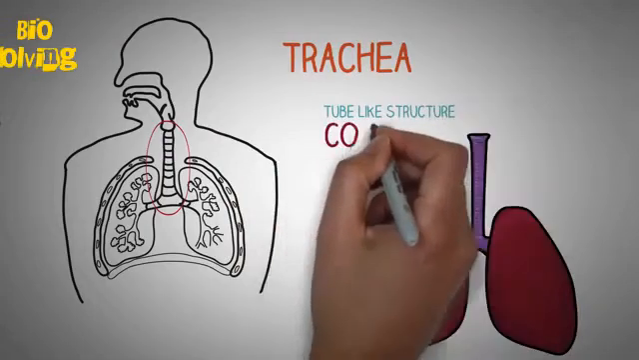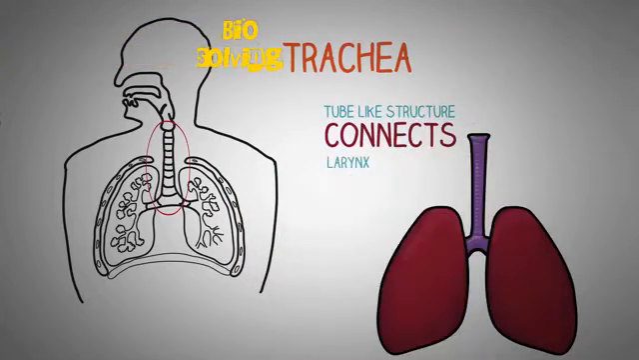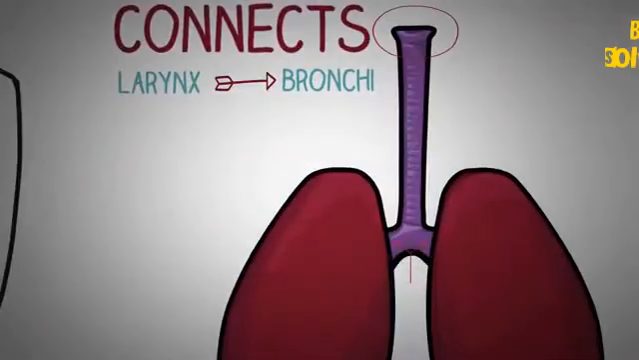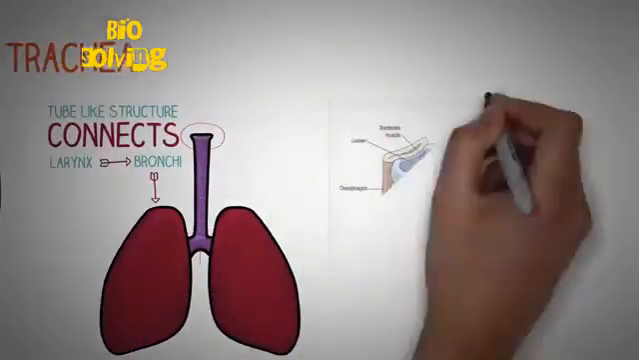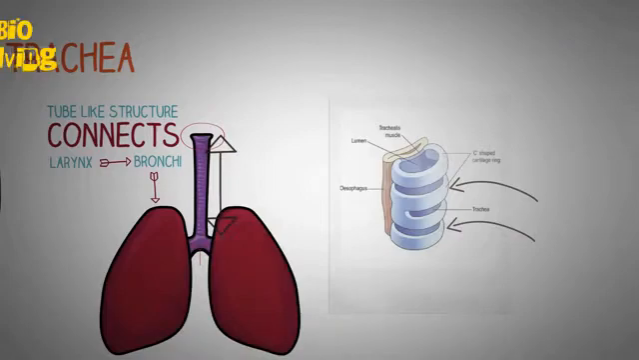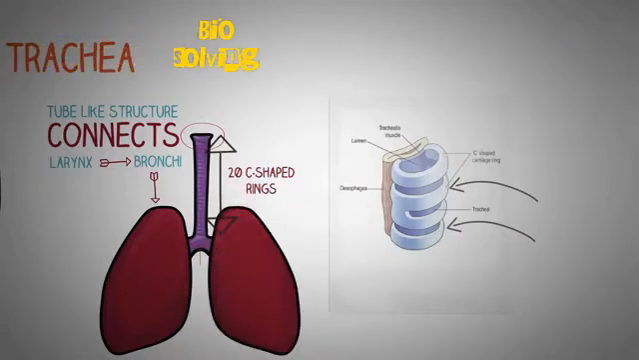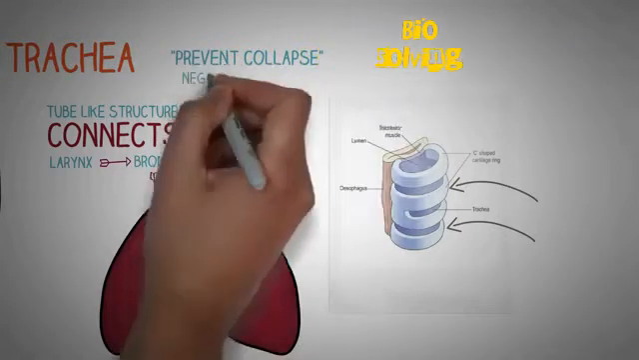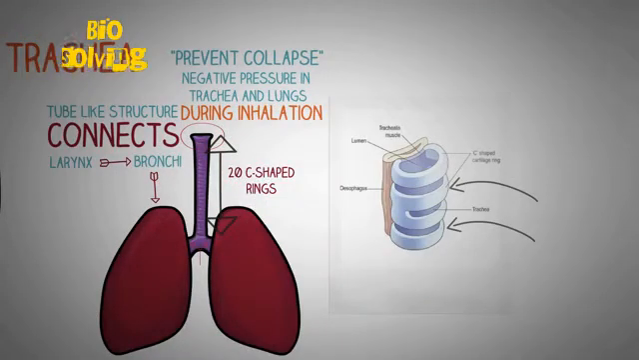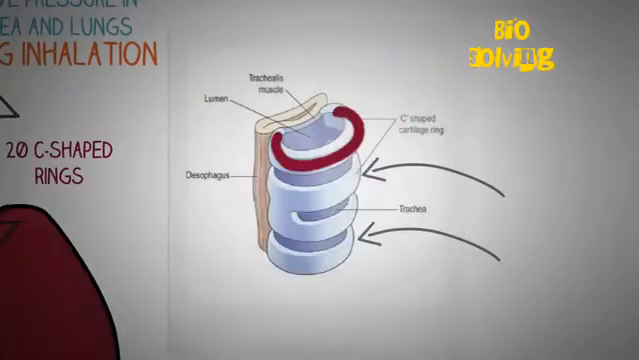The next important structure is the trachea. So the trachea is basically a tube-like structure which connects the larynx to the bronchi, and the bronchi in turn connect to the lungs. If we take a closer look at the section of the trachea, we can see that the trachea is basically made up of 20 C-shaped cartilages from above to below. These cartilages basically prevent the collapse of the trachea because there is a negative pressure in the trachea as well as the lungs during inhalation.